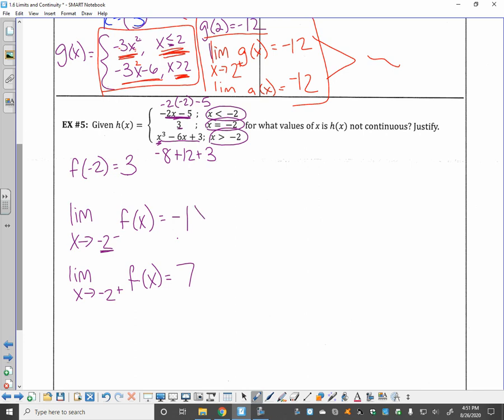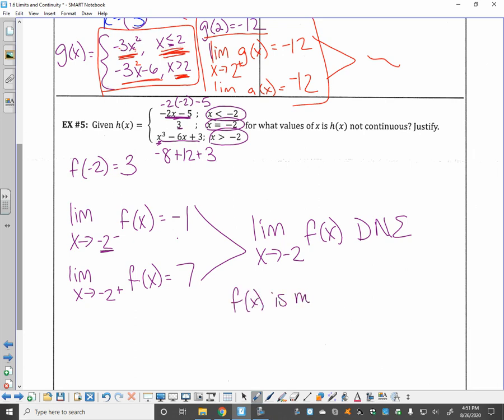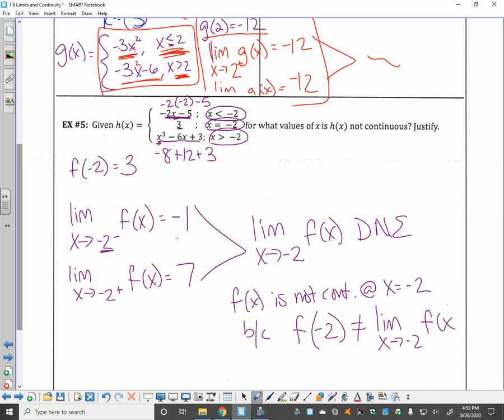Okay, so what I have to state, and I didn't write it out in the last one, and I know we skipped the problem before this, so let me write this one all out. Because of this, I know that the limit as x approaches -2 of f of x does not exist. Right and left hands are not the same. I also know that f of x is not continuous at x equals -2 because, now think about your definition, f of -2 does not equal the limit as x approaches -2 of f of x. That's the definition of continuity.